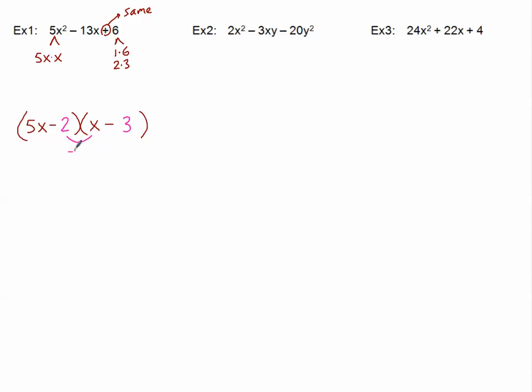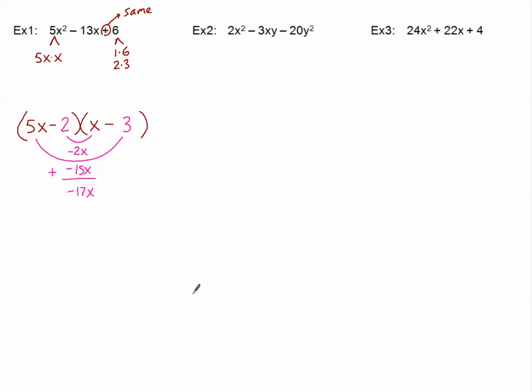So here's my inner terms, negative 2x. Here's my outer terms. That makes negative 15x. When I add those together, that makes negative 17x. Is that what I'm supposed to have? No. The sign is correct, so don't do anything with the signs. The number is incorrect, so let's switch the numbers.